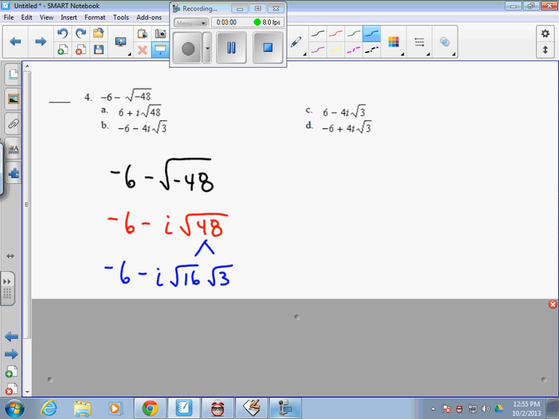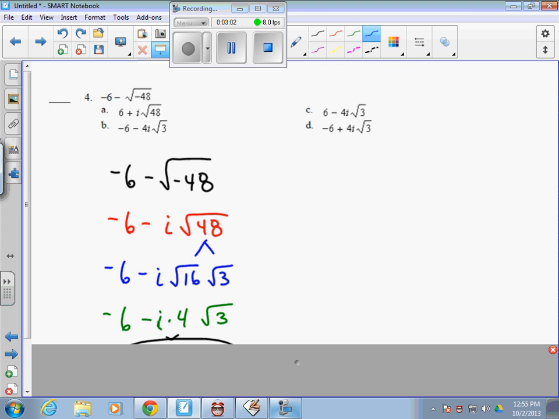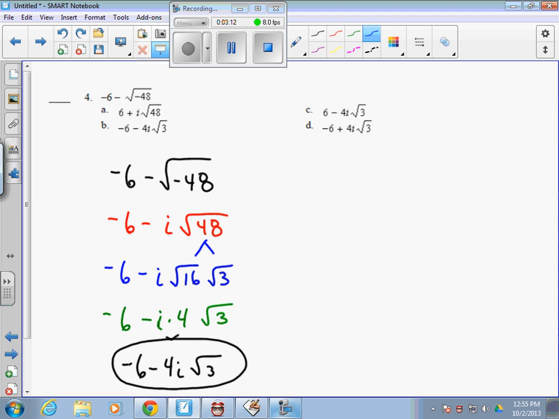We still have negative 6 minus i times that. So negative 6 minus i times 4, because the square root of 16 is 4, times the square root of 3. Just changing the order of negative i times 4. Negative 6 minus 4i times the square root of 3.